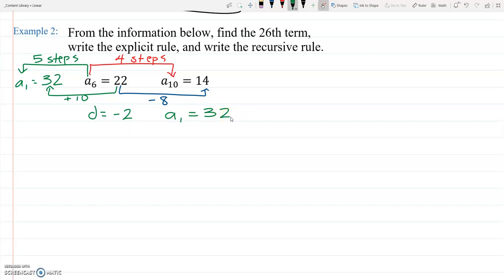Yeah? How did you get -2? The question is, how did I get -2? I noticed that from here, from 22 to 14, I subtracted 8. But I know that from A sub 6 to A sub 10, I did a subtraction 4 times. From A sub 6 to A sub 10, there was like 4 steps in there. So I did the same thing 4 times. But if I know that it did -8 over 4 equal increments, then I know that it dropped 2 each time. All right, so I'm going to start with my explicit rule.